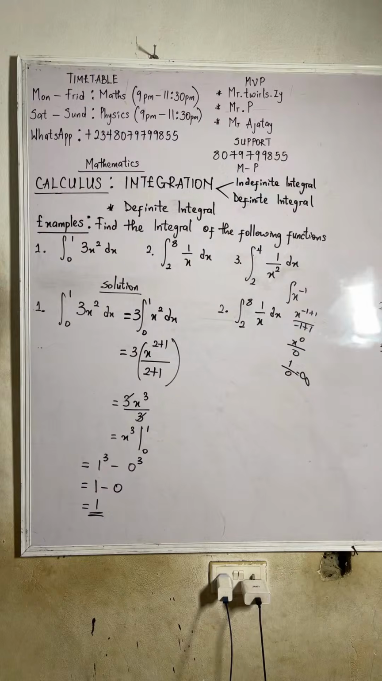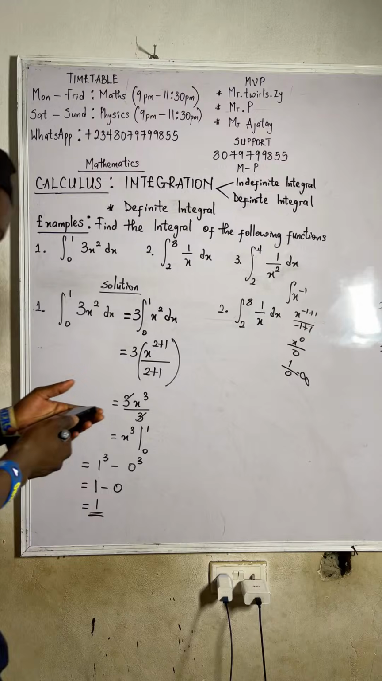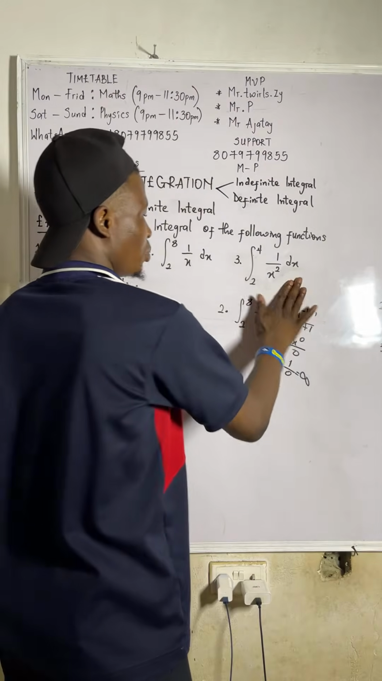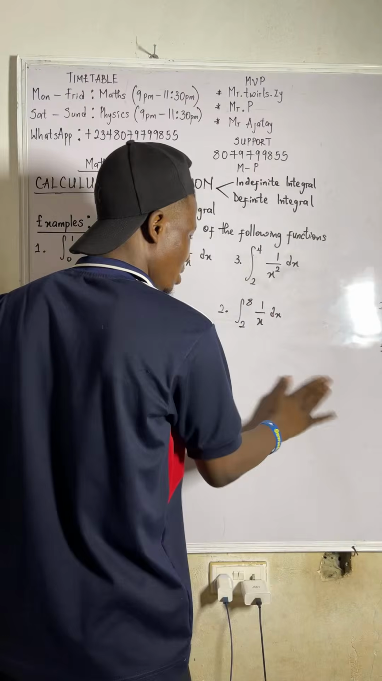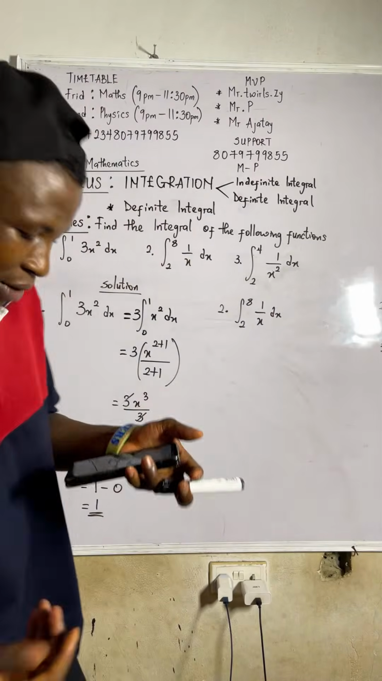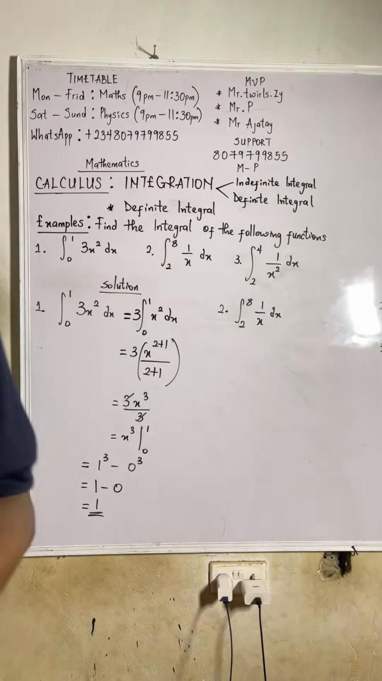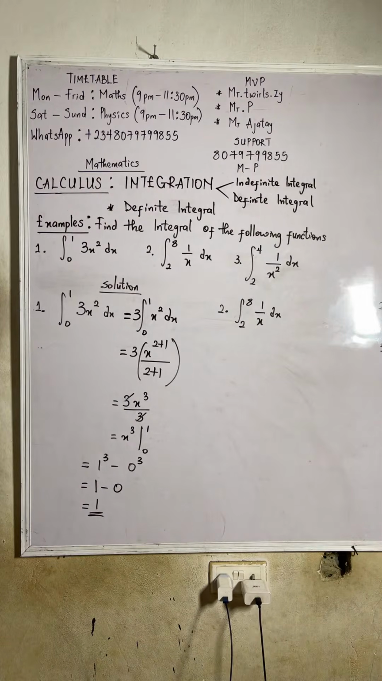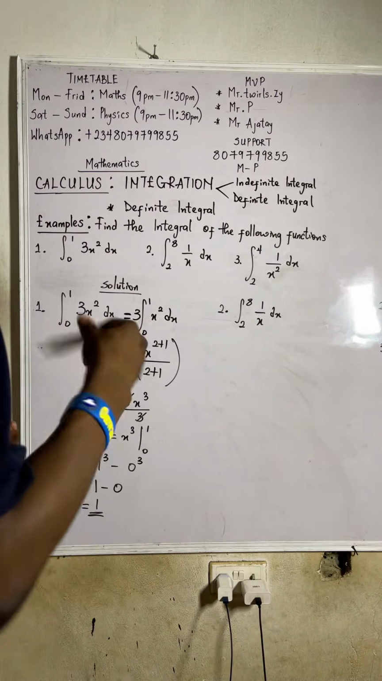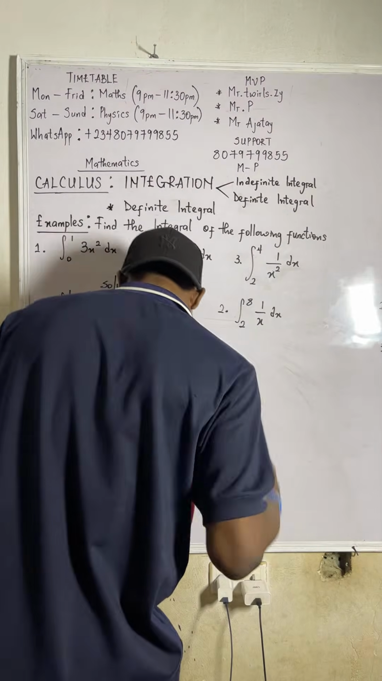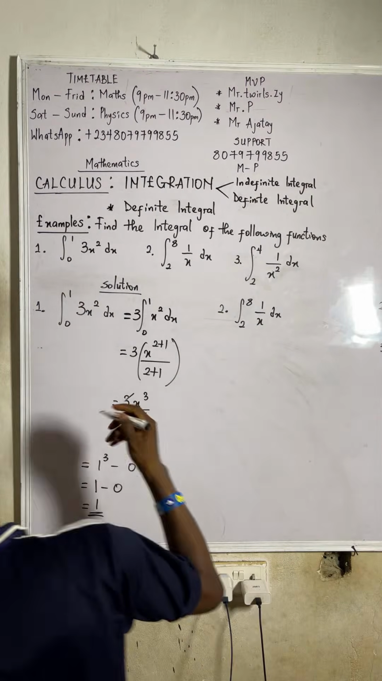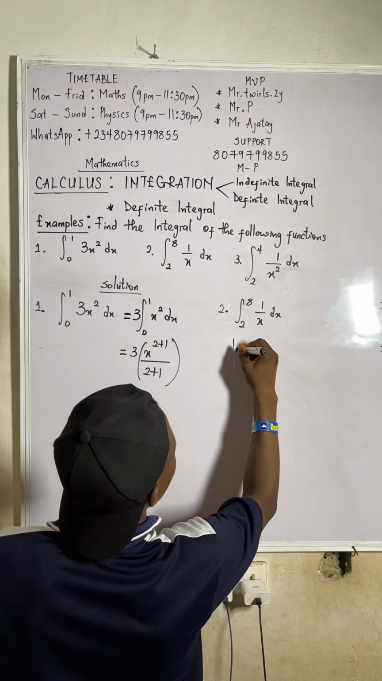I told you now. When you integrate 1 over x, what do you have? Where do you put your brain? I gave you the formula. I gave you the formula that when you integrate 1 over x, it is what? When you integrate 1 over x, that gives us ln x.